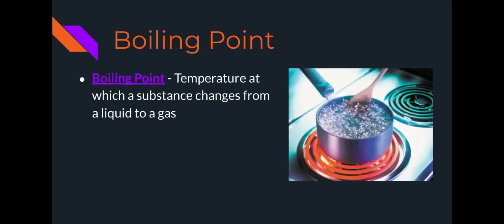Our next one is boiling point. Boiling point is the temperature at which a substance changes from a liquid to a gas. I'm going to use water as an example here. So we have water being boiled on the stove. Water has a boiling point of 100 degrees Celsius or 212 Fahrenheit. So that is changing from a liquid form into its vapor form.